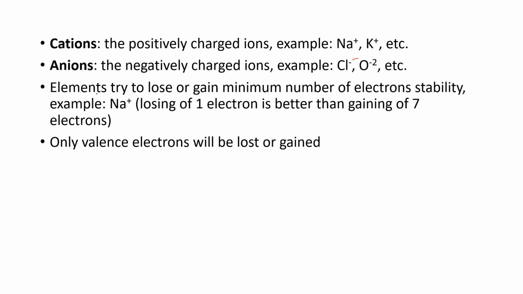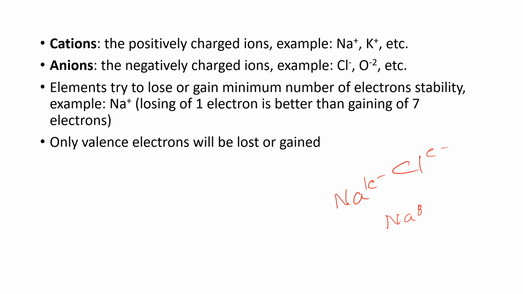The elements try to lose or gain the minimum number of electrons for stability. If the atoms have to lose electrons, they lose them at a minimum level, not at a maximum level. For example, chlorine is not going to lose electrons, but it is going to gain electrons. Sodium is going to lose the minimum number of electrons, like one electron, but it is not going to lose 8 electrons.